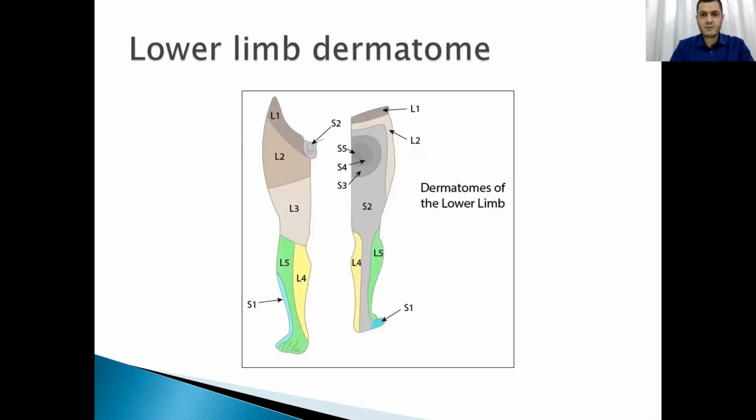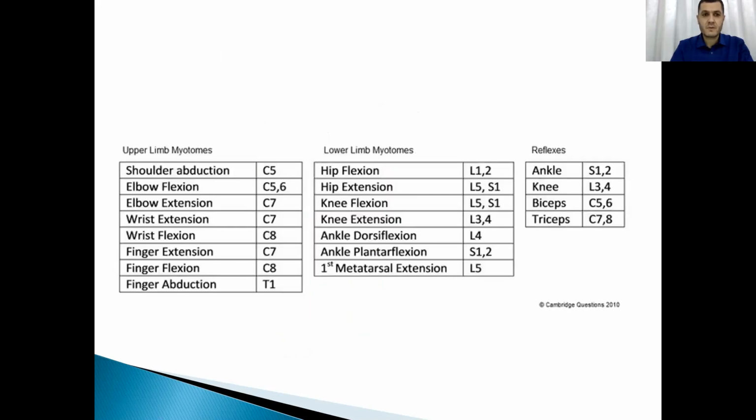We have lower limb dermatomes as well. The inguinal region is L1, the upper thigh area is L2, the anterior knee is L3, the medial border of the leg is L4, the lateral border of the leg is L5, the sole is S1, the posterior part of the knee is S2, and the gluteal region is S3, 4, 5. This is the dermatome of the lower limb.